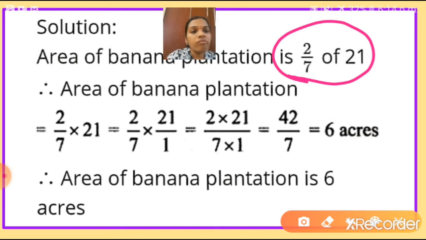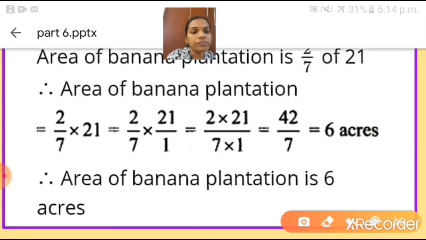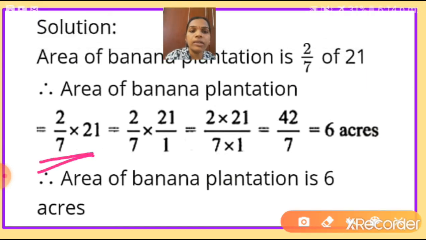So area of banana plantation is equal to 2 upon 7 into 21, because this 'of' we are converting here to multiply. Okay, so 2 upon 7 of 21 we can write here, yes, 2 upon 7 into 21. So hereafter you will multiply. So this step understood. Next one is what you have to do? 2 upon 7, this fraction you have to write into 21.